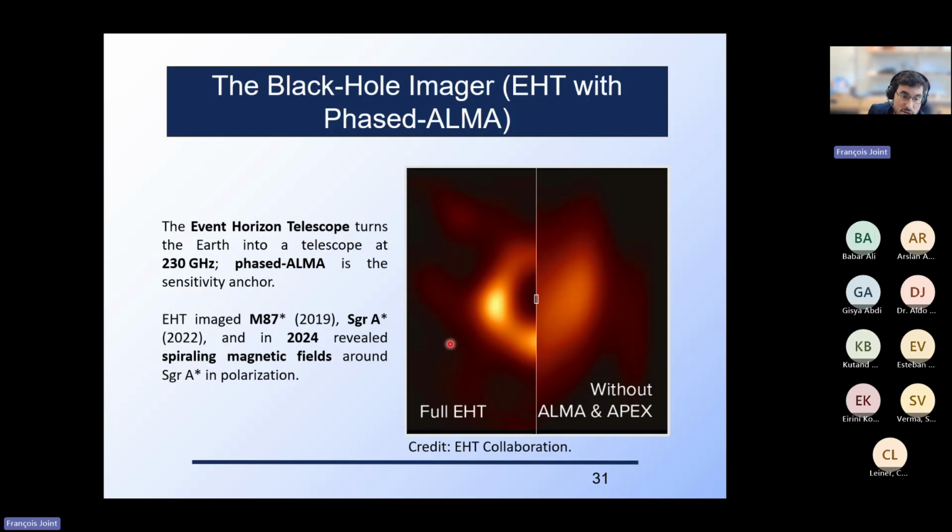Last year they did the same measurements, and they were also able to observe the spiraling magnetic fields using, of course, the 2SB mixers from ALMA. So that's, to me, one of the most flagrant uses of ALMA in recent years.